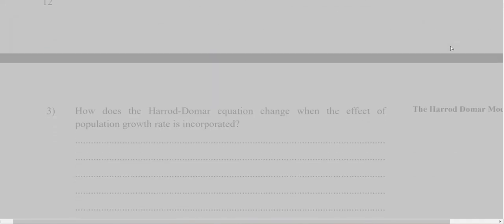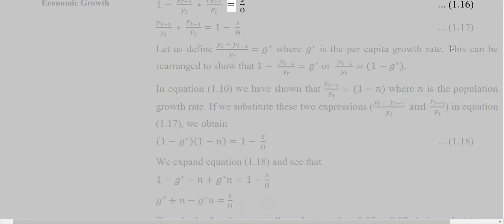Equation 1.12. Recall that we denote y as per capita income while Y as total income of the country. Then equations 1.13, 1.14, and 1.15 follow. Let's just divide both sides of equation 1.15 by y. Economic growth, equation 1.16. Then equation 1.17. Let us define g equals g asterisk plus n, where g asterisk is the per capita growth rate.